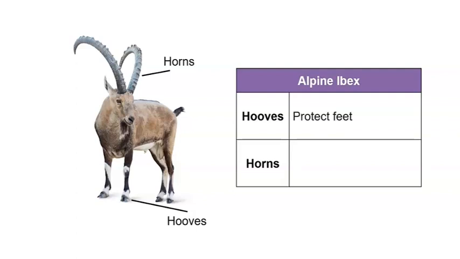Well, the hooves protect the ibex's feet, much like shoes protect ours. I just love those horns. The horns protect the ibex from predators. Those characteristics are different from the trout's, but also really important for the ibex's survival.